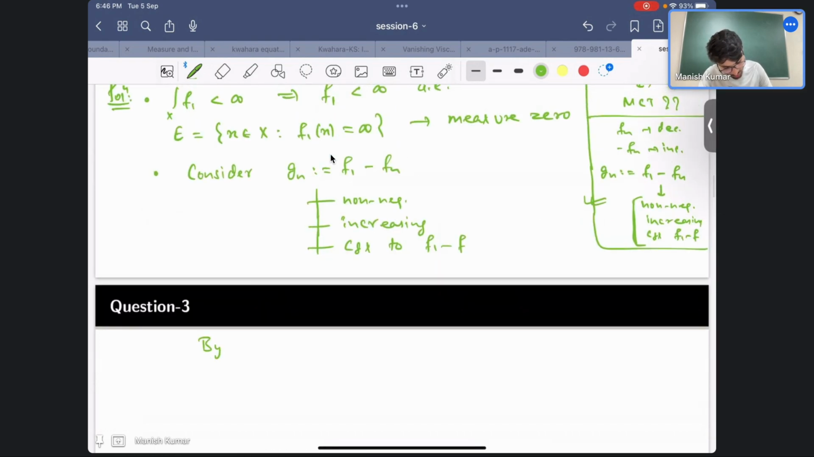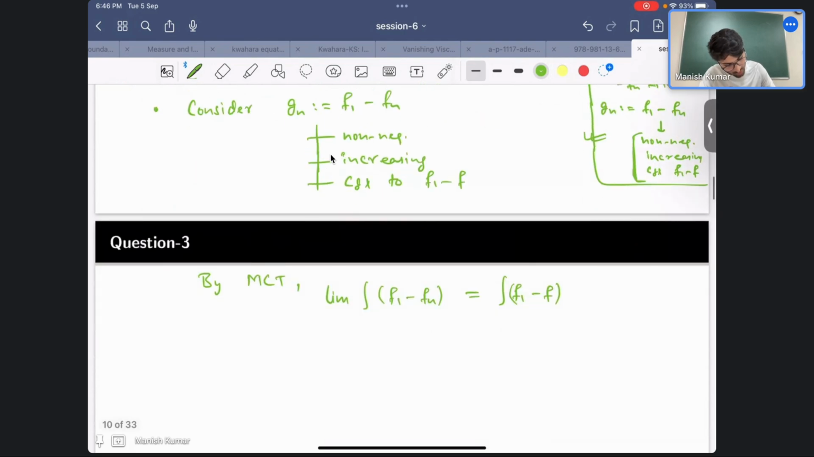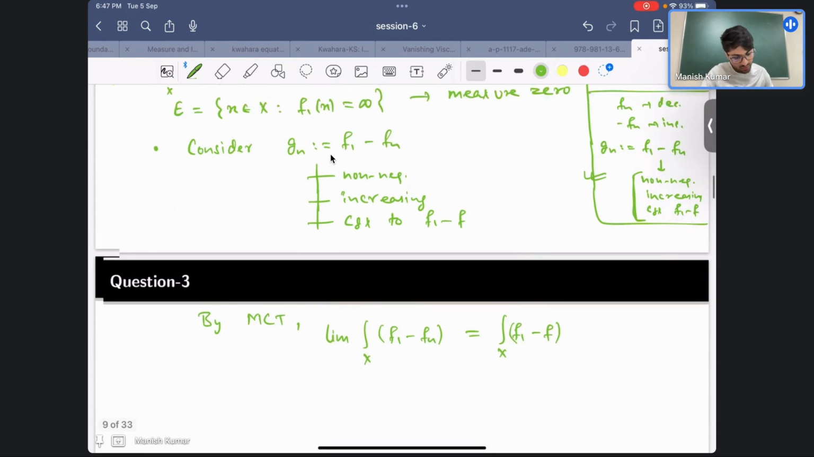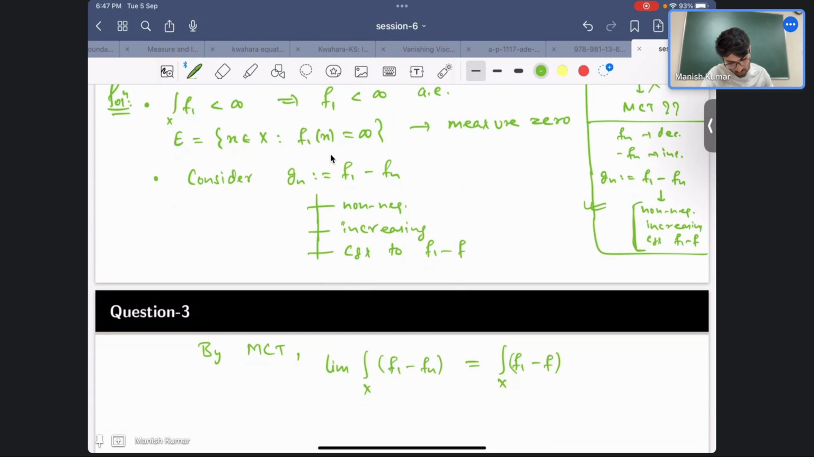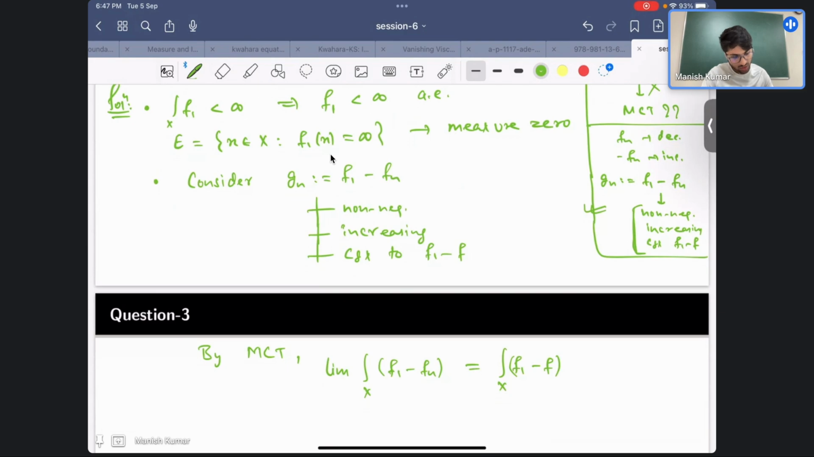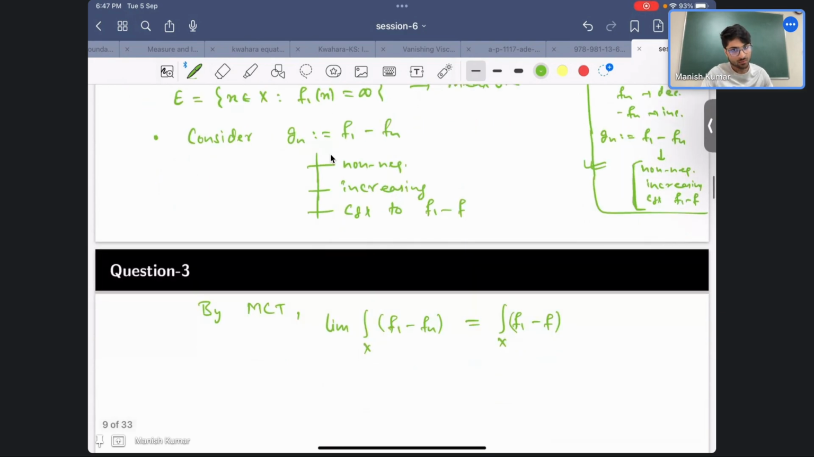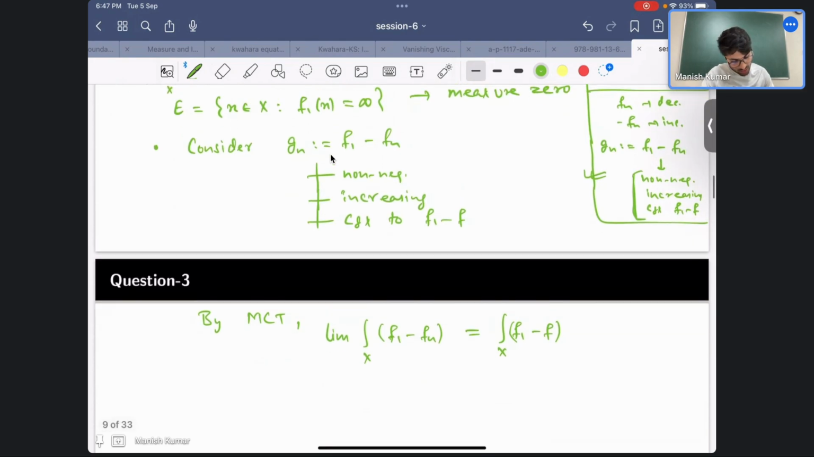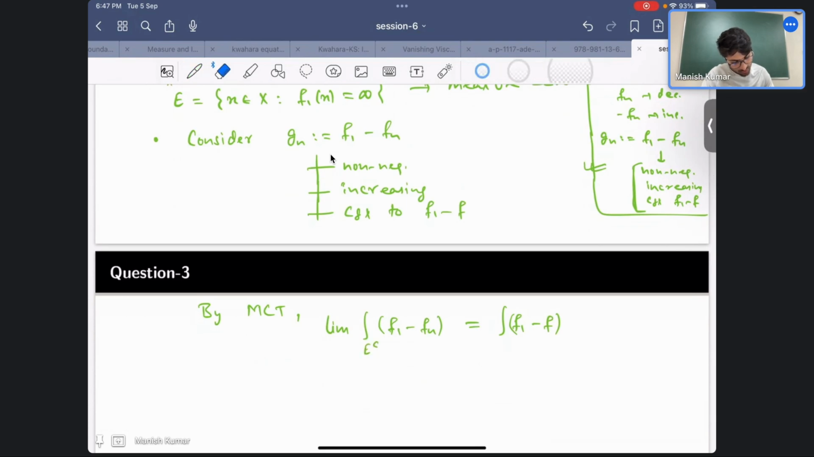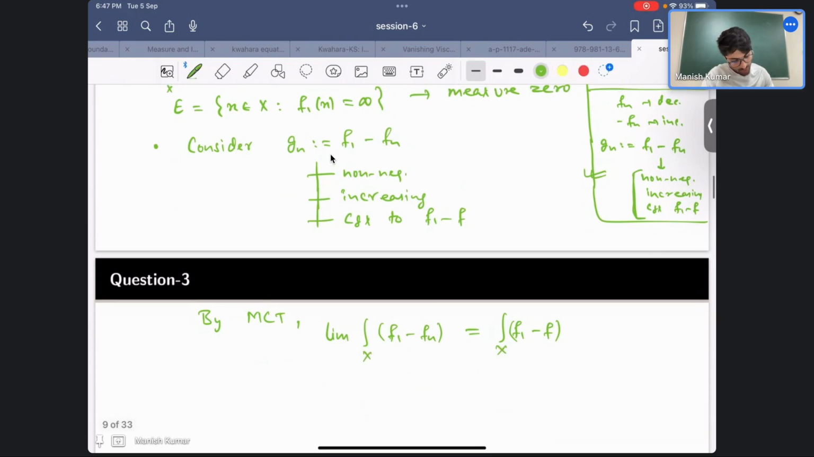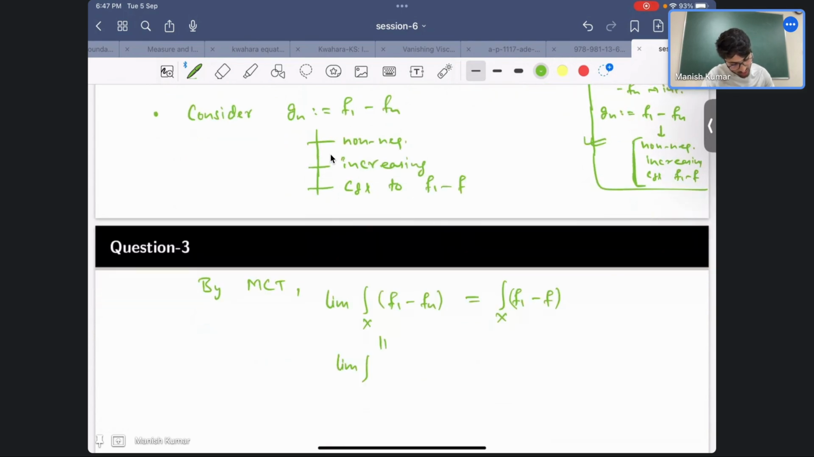So by the monotone convergence theorem, the integral of f1 minus fn, if you want you can write in terms of limit, so the limit of the integral of f1 minus fn is equal to the integral of f1 minus f over X, right? Now why was I writing all this story? The problem will arise when f1 is infinity. What if fn is also infinity? So instead of writing X, I'll write E complement. This is meaningful because this is equal to the limit over E complement of f1 minus fn, because when we consider the integration we don't need to consider the measure zero set, right? Because you know this theorem, right?